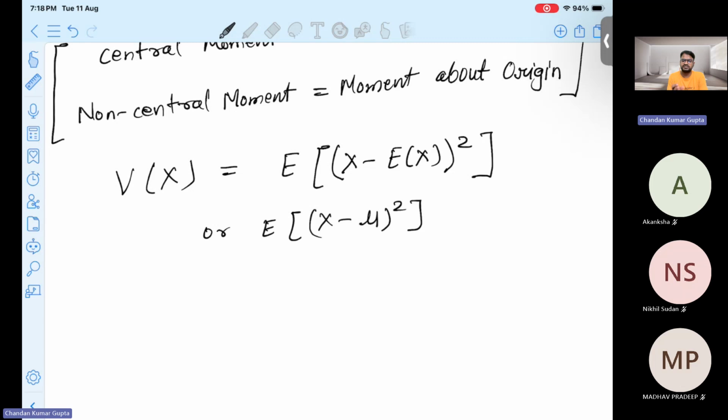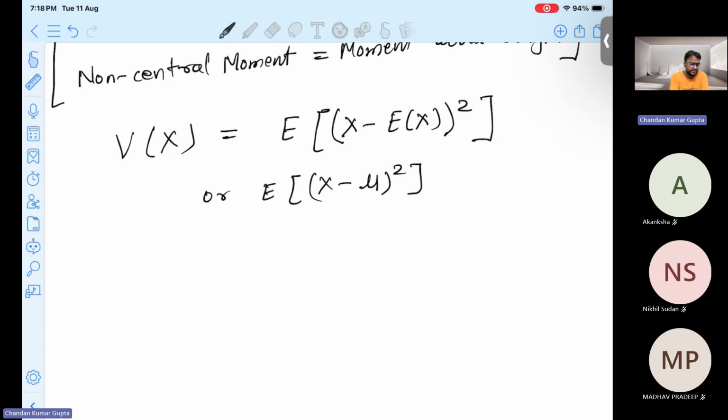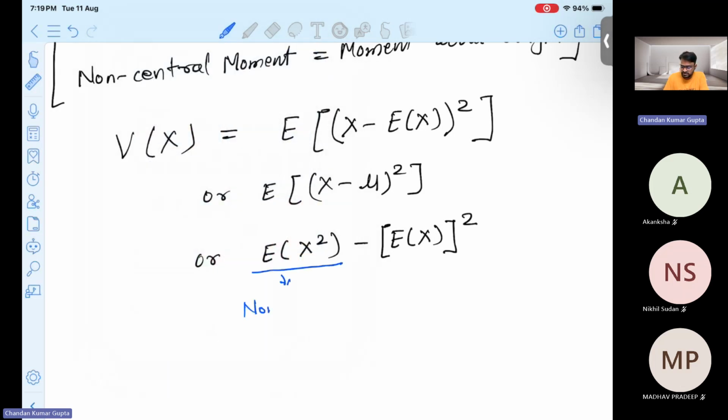Then we will apply expectation, because expectation has the linear property, so it applies on all the variables. After solving, you will get something like this: expectation of x square minus expectation of x whole square. Here expectation of x square is actually the non-central second order moment.